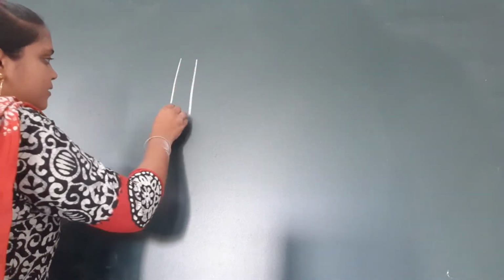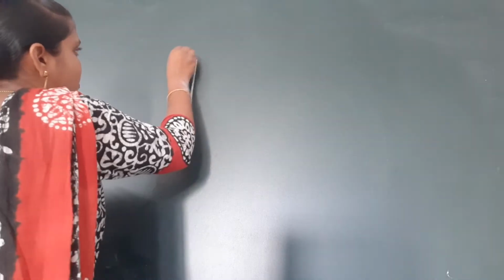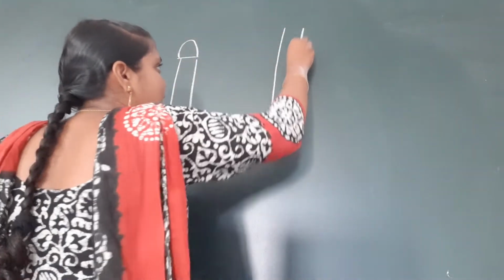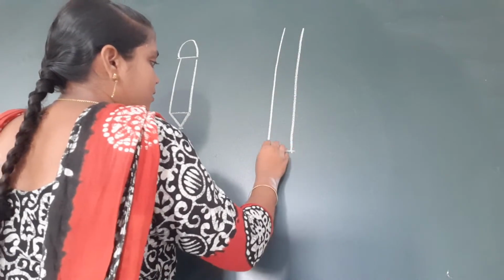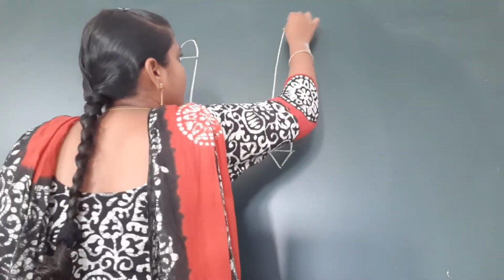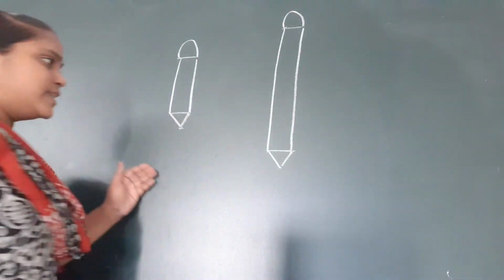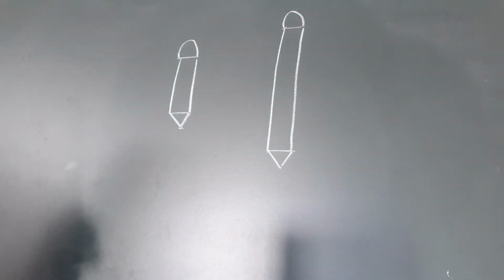So now in this class we are going to learn a new topic. Are you ready? Shall we start? Now here I will draw one thing. So what is this, children? Yes, this is a pencil. And here I am drawing one more object. Do you know, children, what this is? Yes, here I draw two pencils.